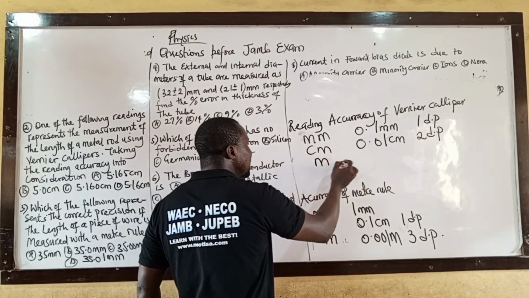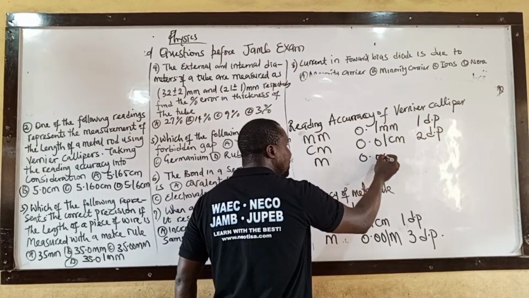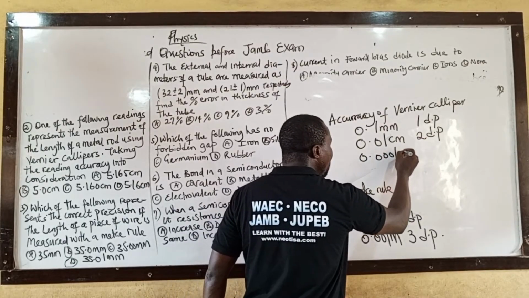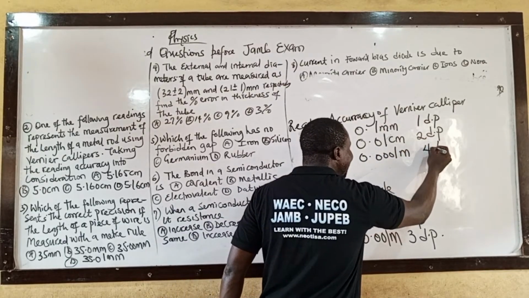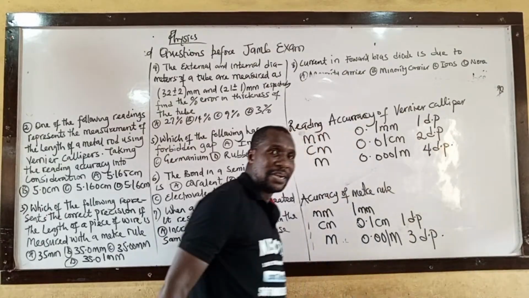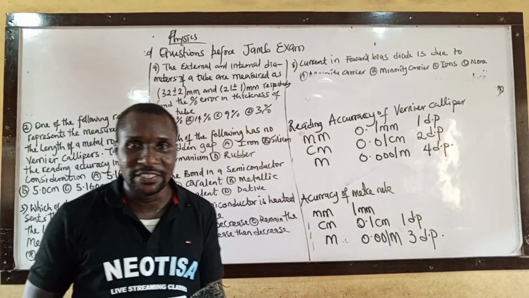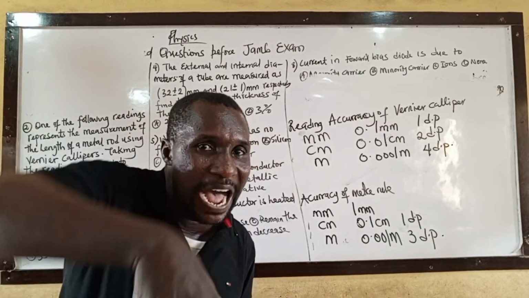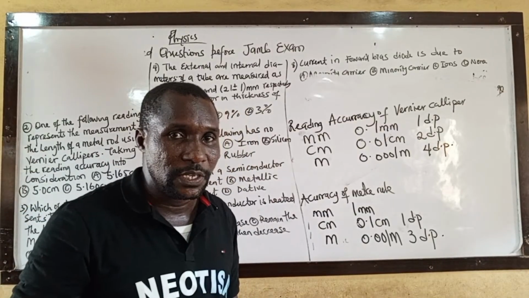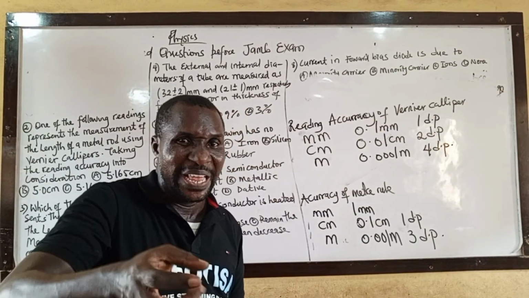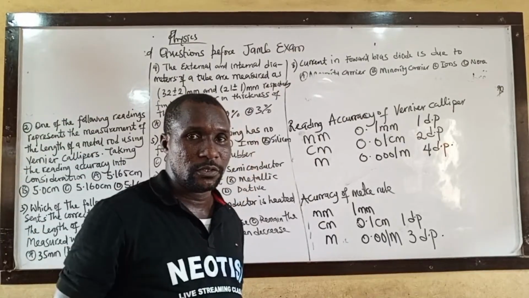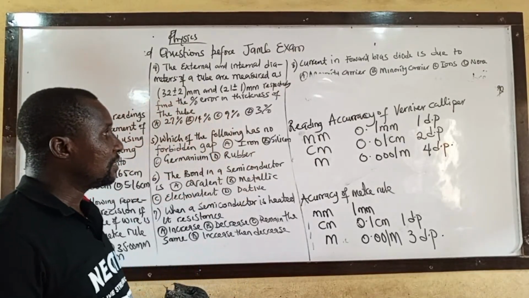In meter, it is 0.0001 meter. That means 4 decimal places. Write it down. The reading accuracy is called reading accuracy or least count. Please write down.